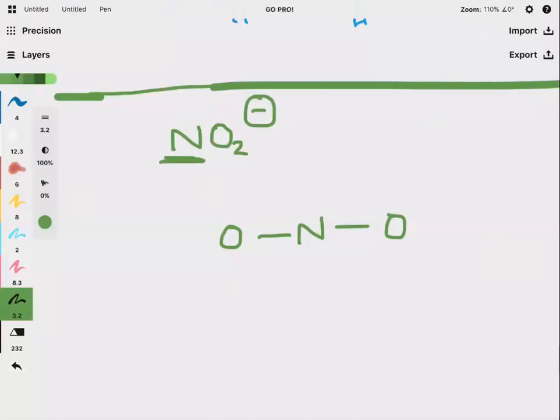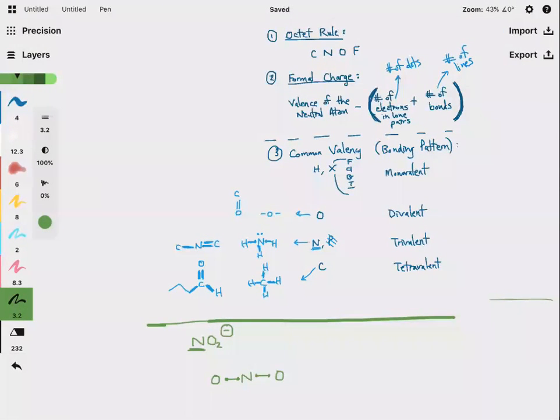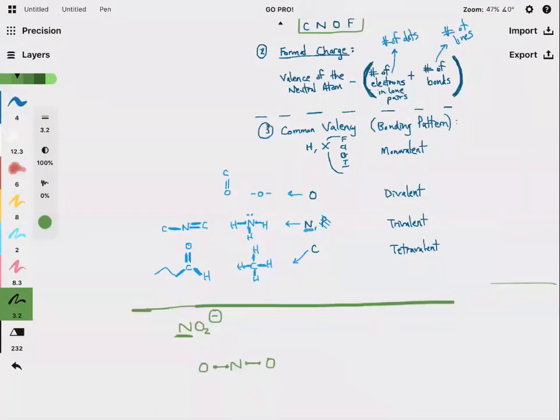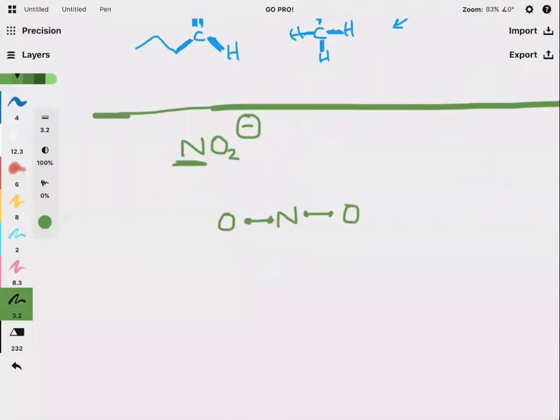So let's say we want to follow our first rule, which is the octet rule for nitrogen. Well, it's got 1 electron here, 2, 3, 4. So we still want to get to 8 because remember, for the octet rule for our CNOFs, we always, always, always follow it. We never violate that rule. For other atoms in the periodic table, you can kind of violate it. You can expand the octet. But for carbon, nitrogen, oxygen, fluorine, you never not have 8 electrons around those atoms. So that's a rule that never gets broken.